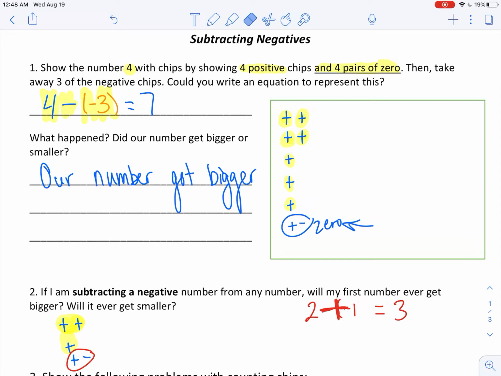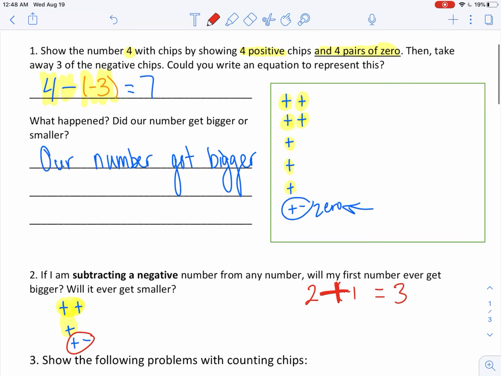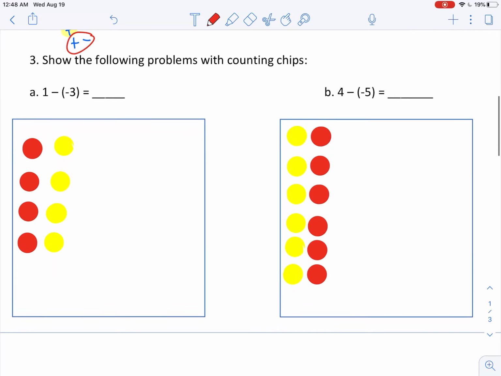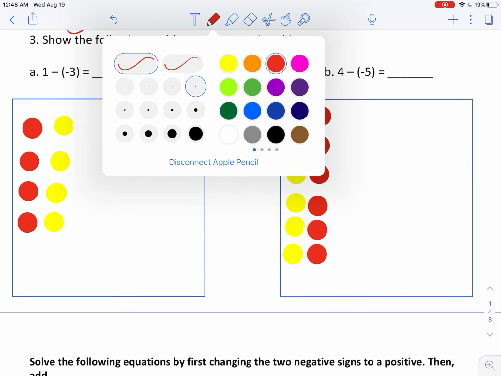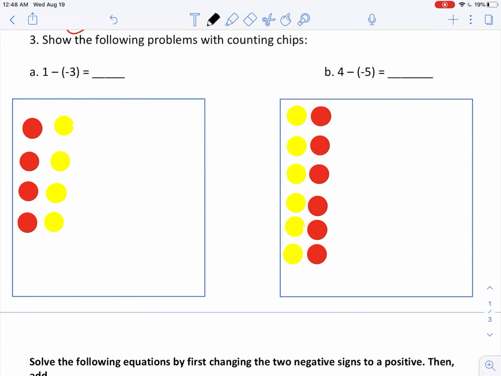So, you might have heard the old phrase, 2 wrongs don't make a right. Well, here, 2 negatives would make a positive. Okay, so let's show some of the following problems here. I use counting chips here. You could do the same thing, you could say this is positives and this is negatives.